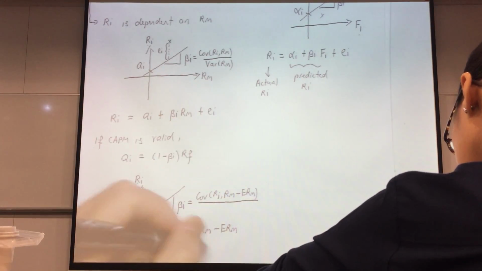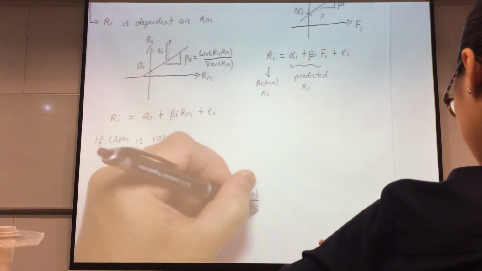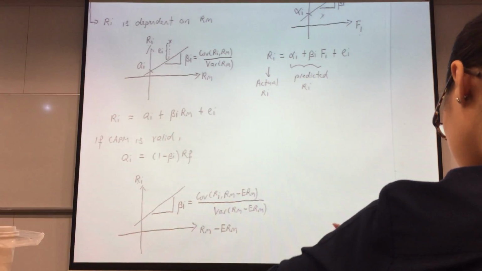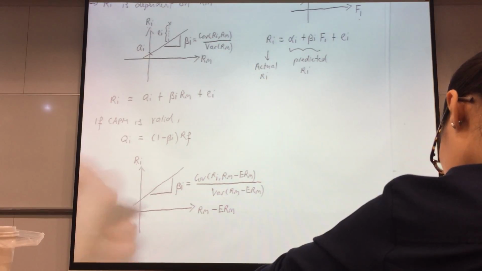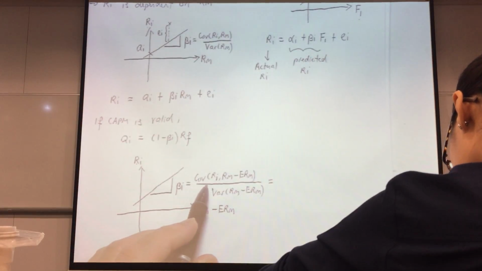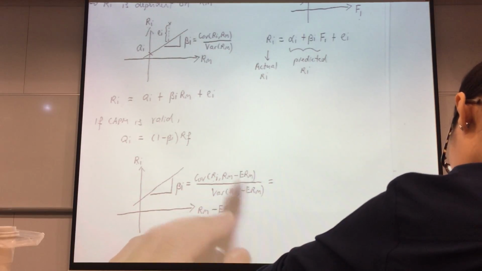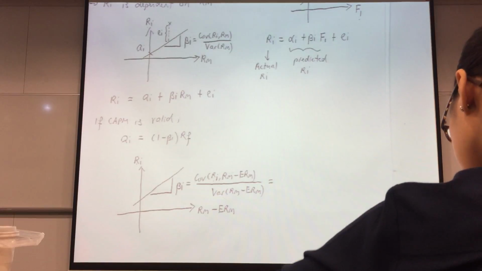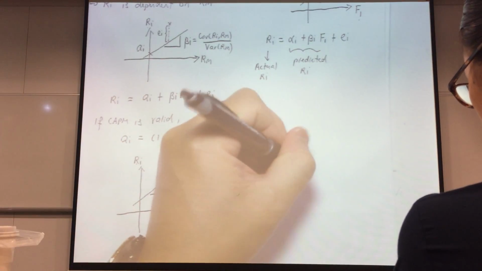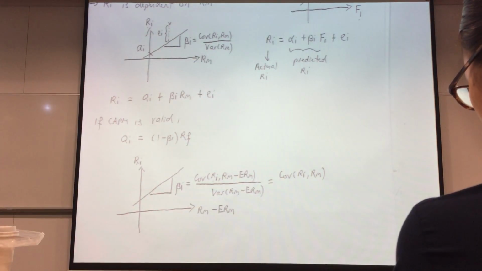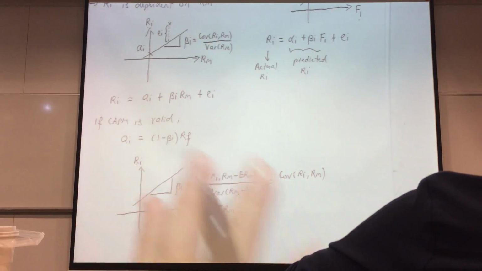Then you divide by the variance of Rm minus ERm. That is how we calculate the slope of this regression analysis. But when you look at the covariation of Ri with Rm minus ERm, ERm is a constant. It's an average value, it is a constant. So this is the same as calculating covariance of Ri and Rm. The top is the same as the number based on covariance of Ri and Rm.